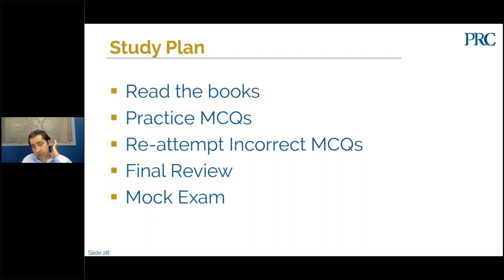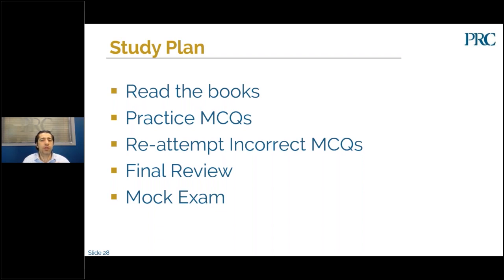Next would be to reattempt incorrect MCQs, the incorrect questions. You don't have to repeat all the questions all the time. What's important is to repeat the questions that you have answered incorrectly on prior attempts. Reason: if you know something and you answered it correctly the first time, chances are you will always answer it correctly when you see that question, because you already know the answer and why it is correct. So you already know how to choose the right answer for that particular question. But the problem with us and our memory is that we tend to answer questions incorrectly more often.